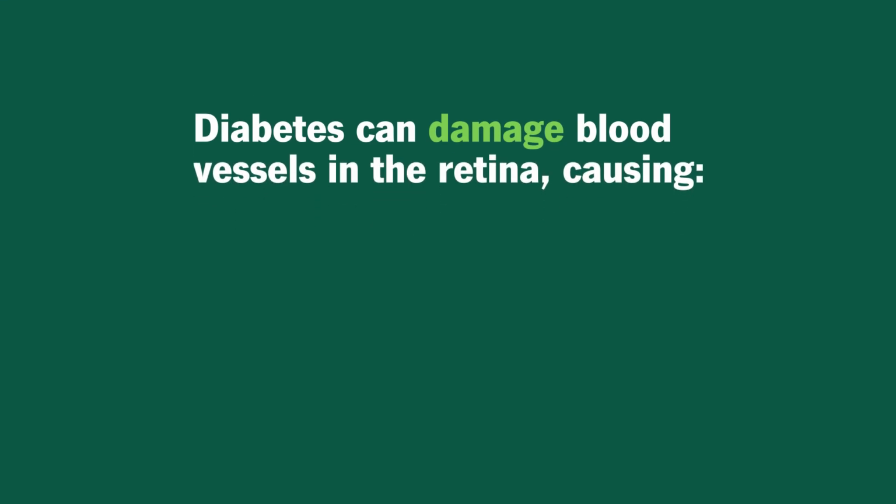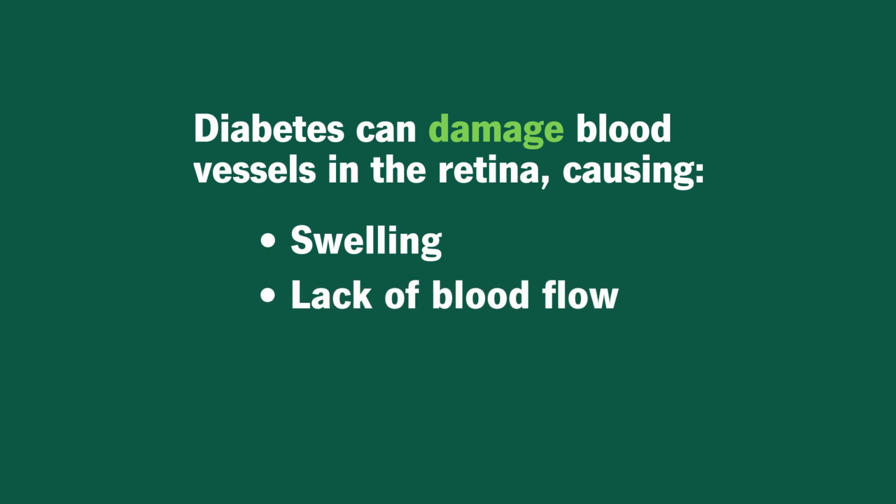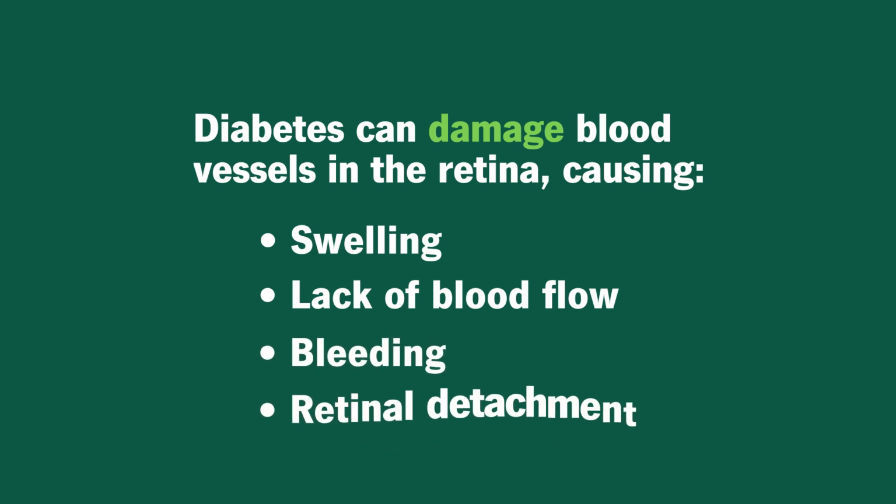The way that diabetes affects the retina, it damages the blood vessels, that can lead to different manifestations such as swelling in the retina, lack of blood flow in the retina that causes the retina not to work well, or you can have more advanced manifestations such as bleeding in the eye or even retinal detachments from diabetic eye disease.